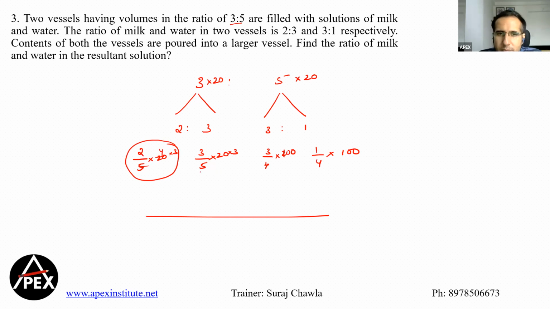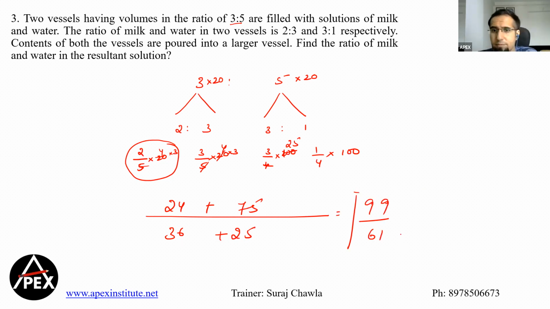And milk coming up from this part is 4 into 9, which is 36. 4 ones are 4, 25s are 3 into 25 is 75 plus 25. And therefore, we have a total of 99/61 should be your final value. Clear, guys? Shortcut?